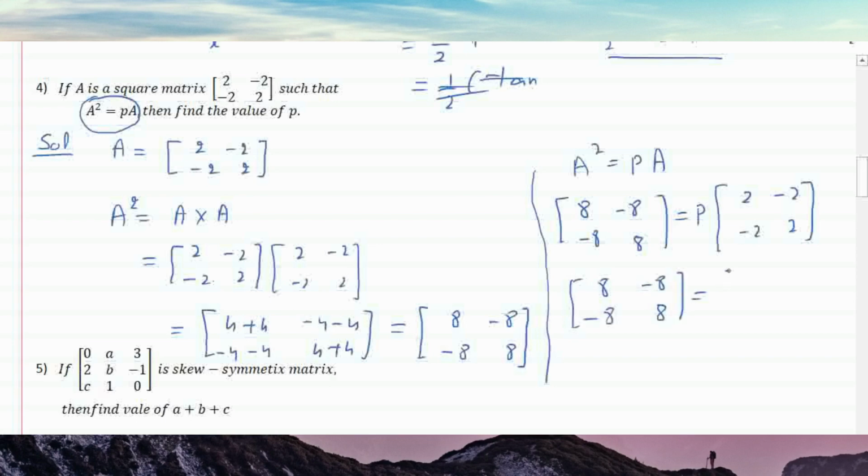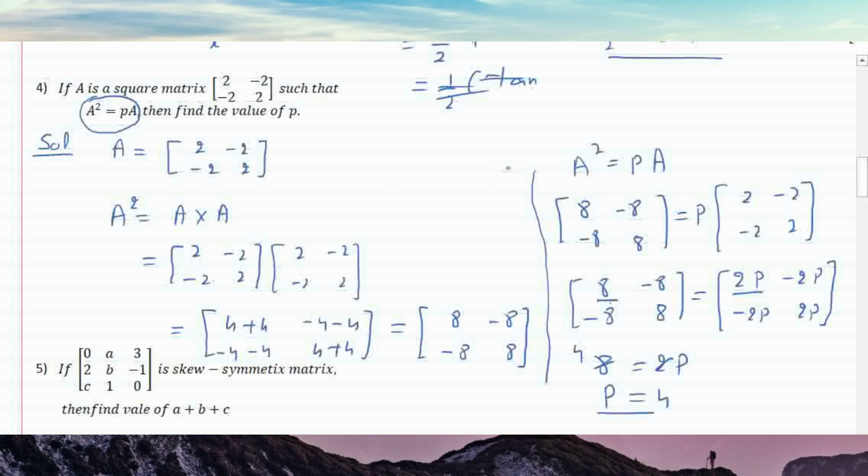Here you do it further. This is 2p minus 2p minus 2p. This is 2p. So now you just see, this 8 is equal to minus 2p. So 8 is equal to 2p. From here you can find the value of p as 4, right? You can cut it. So you can find from anywhere, you will get 4. So this is again an easy question, children.